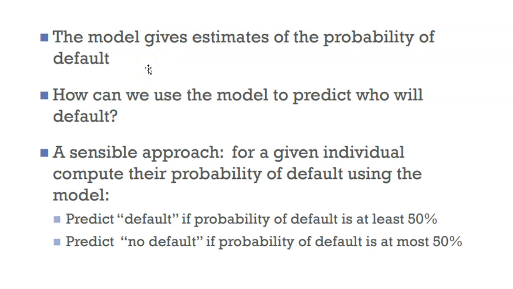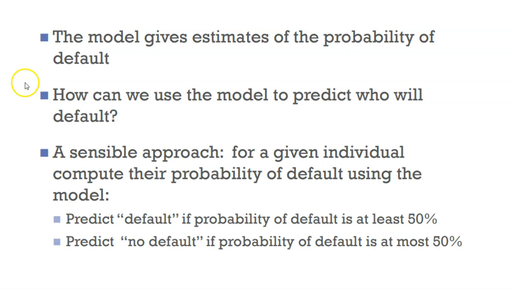So the model gives estimates of the probability of default. How can we use the model to predict who will default? Try to answer these questions. A sensible approach: for a given individual, compute their probability of default using the model. Again, the numbers provided here are not a rule of thumb. It depends on what company, what type of loan, and what type of customers we have. These numbers can be different.